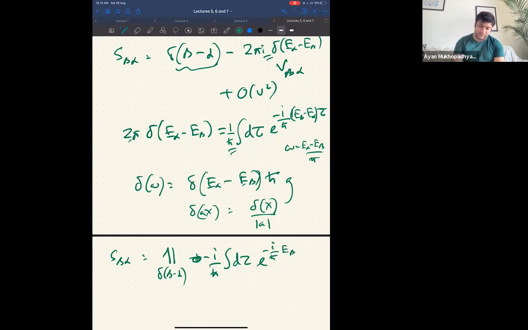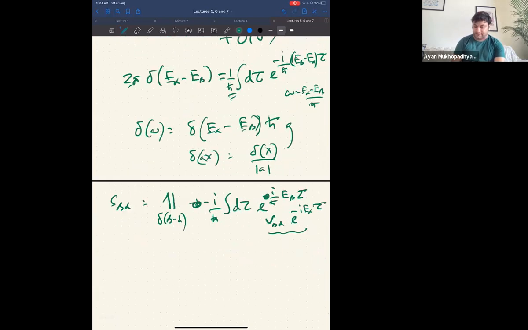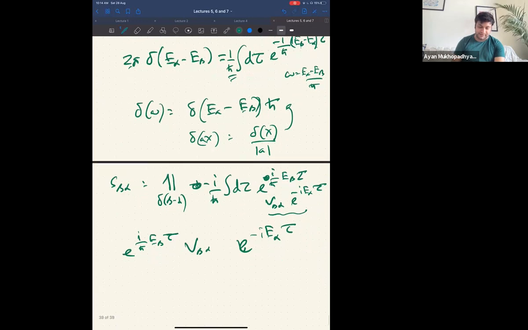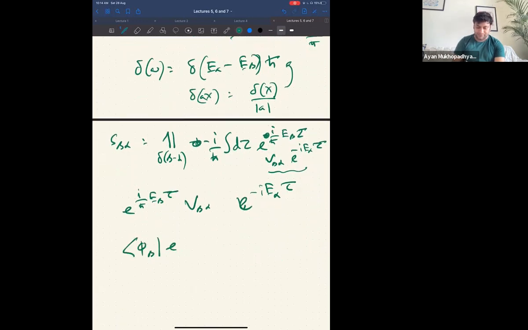Actually, it doesn't matter. I can always change the sign of E here because delta omega to minus omega will not change the answer. I can also change it here because delta x is the same as delta minus x. So I might have to choose a specific thing. Let me see. V beta alpha e to the power minus E alpha tau. All of these are actually numbers, so I can simply move things around. These are not operators or matrices. So what does this object remind you of? If I write it this way, e to the power I by h bar E beta tau, V beta alpha e to the power minus E alpha tau, it is the matrix element of phi beta, and then you have e to the power I H naught tau, V beta alpha, e to the power minus I H naught tau, phi alpha, right?